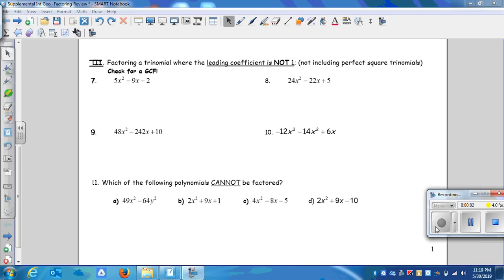This is video number 3, factoring a trinomial where the leading coefficient is not 1. And we're not including perfect square trinomials in this video. So number 7, we have 5x squared minus 9x minus 2.